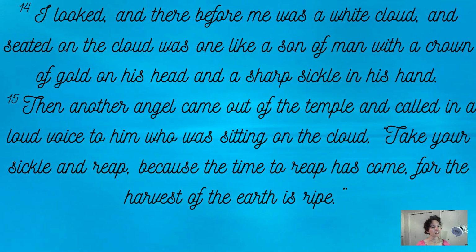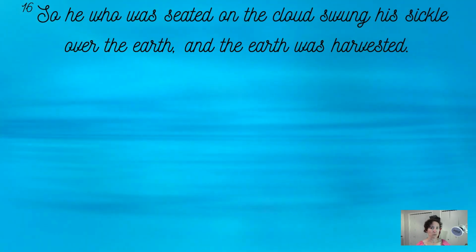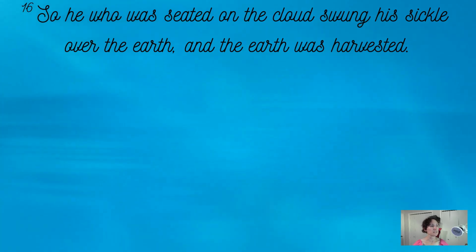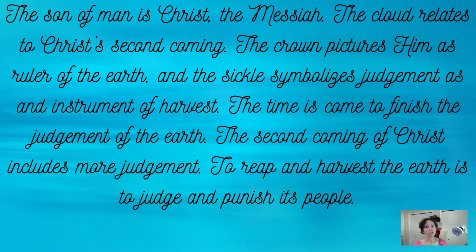I looked, and there before me was a white cloud, and seated on the cloud was one like a son of man with a crown of gold on his head and a sharp sickle in his hand. Then another angel came out of the temple and called in a loud voice to him who was sitting on the cloud, "Take your sickle and reap, because the time to reap has come, for the harvest of the earth is ripe." So he who was seated on the cloud swung his sickle over the earth, and the earth was harvested.